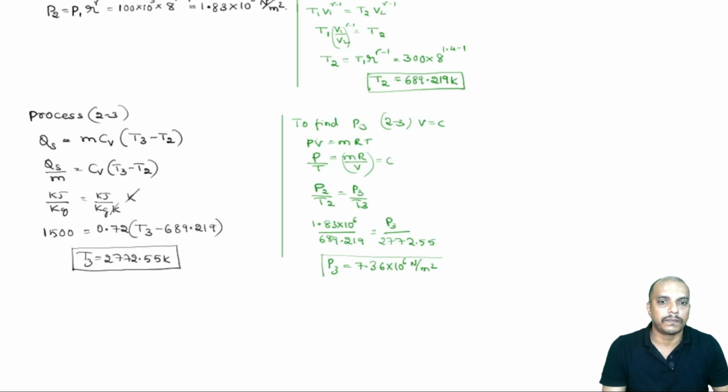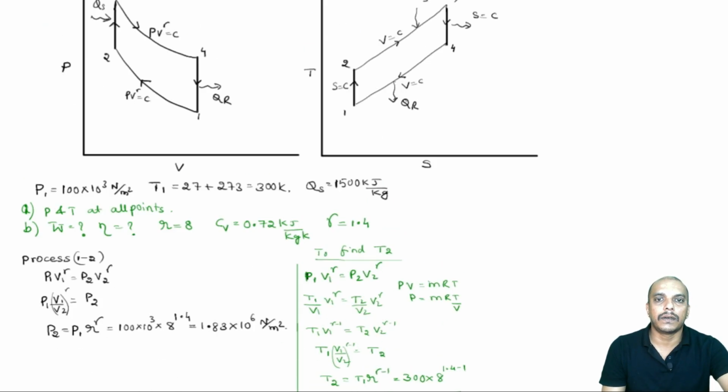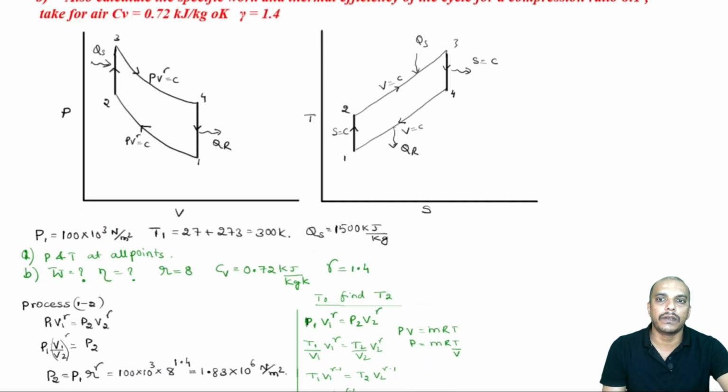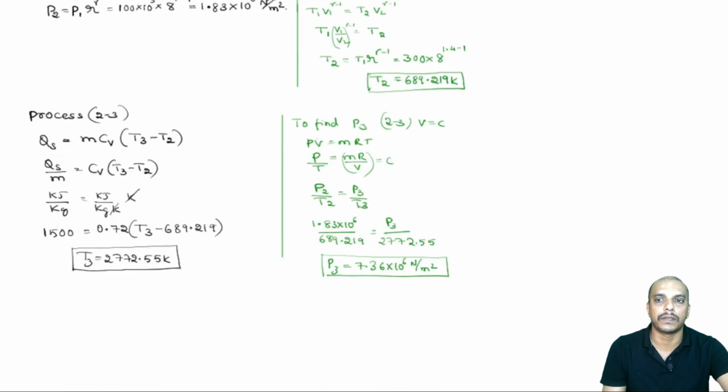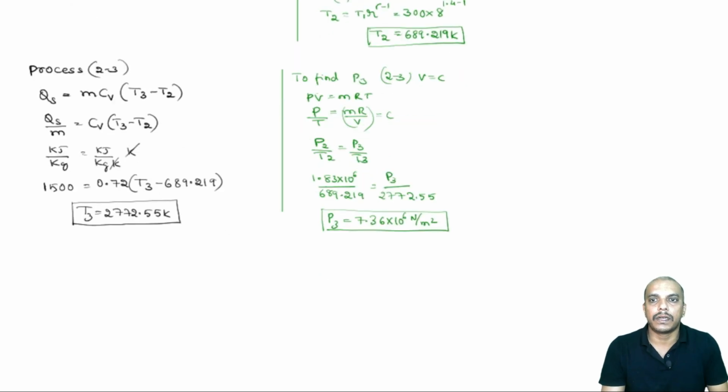Okay. Now let us go for using 4 to 1 and try to find out the value of P4 and T4. We are done. Okay. Now let us go for process 3 to 4. Now process 3 to 4.